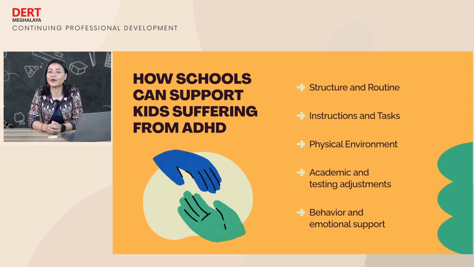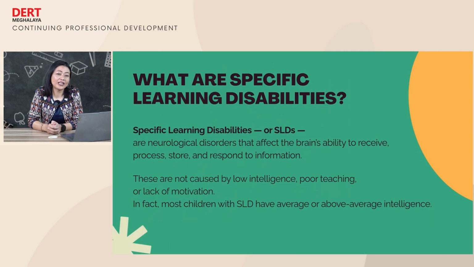Behavior and emotional support. Use positive reinforcement frequently, like praise, point systems, or rewards, to acknowledge appropriate behavior and effort. Maintain calm, consistent boundaries and consequences. Teach self-management skills like time planning and emotional regulation. Now, that is all about ADHD.